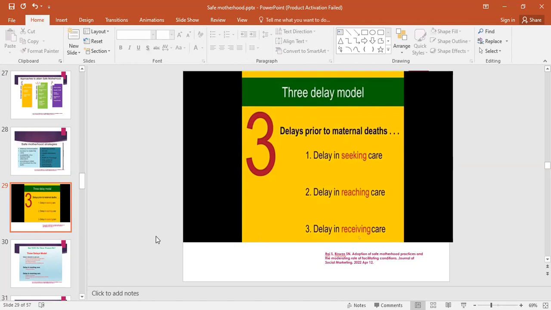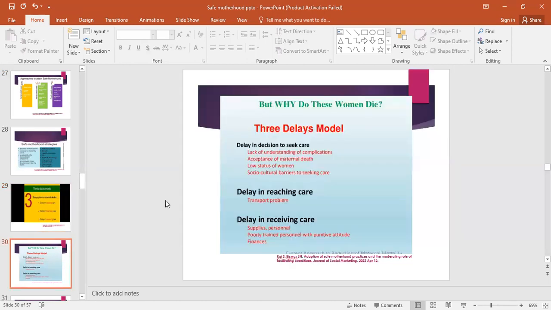What are the things that are not fulfilled to achieve the safe motherhood? And these are the 3 delays model. 3 delays are primary prior to maternal death: delay in seeking care, delay in reaching care, and delay in receiving care. Delay in decision to seek care: lack of understanding of complication, acceptance of maternal death, low status of women, and socio-cultural barriers to seeking care. Delay in reaching care: transport problem. Delay in receiving care: supplies and personnel are not fulfilled, and poorly trained personnel with punitive attitude and finances.